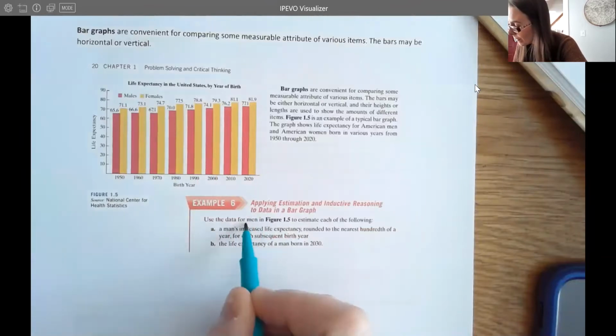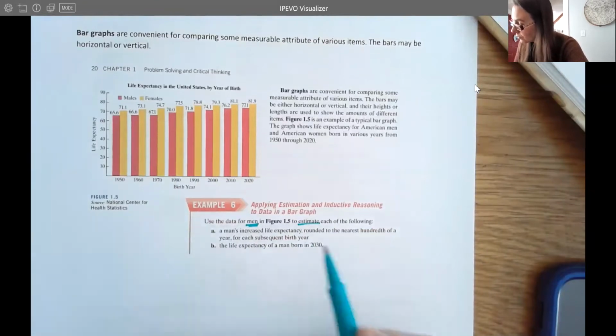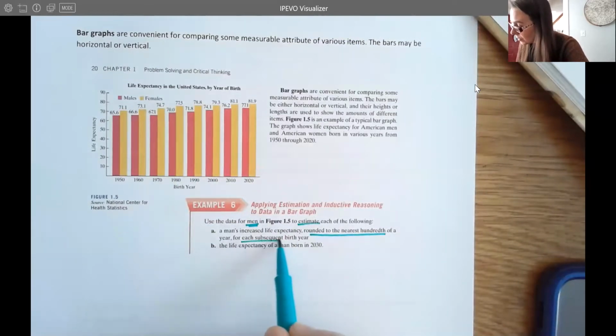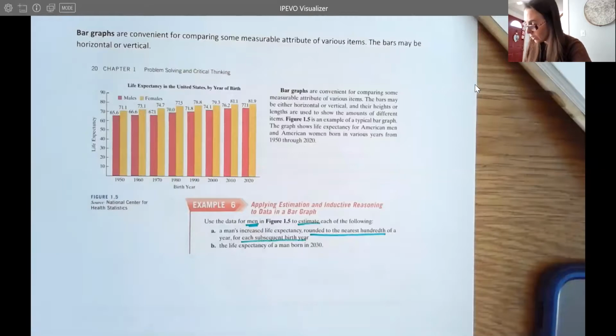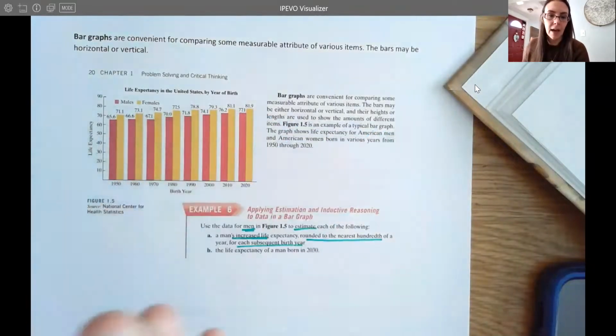Use the data for men to estimate each of the following. So again, we're estimating here. A man's increased life expectancy rounded to the nearest hundredth of a year for each subsequent birth year. So first of all, we're focusing just on the men, right? So we're looking at the change. So how life expectancy is increasing. So we're not looking for the exact years. We're looking for how those years are changing, because we can see that they're going up over time.